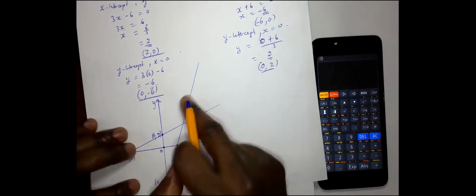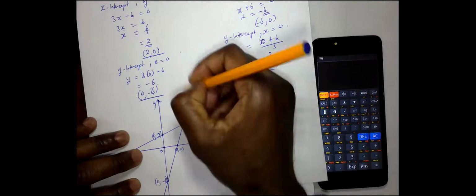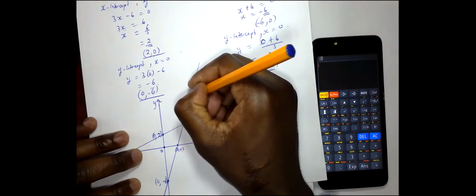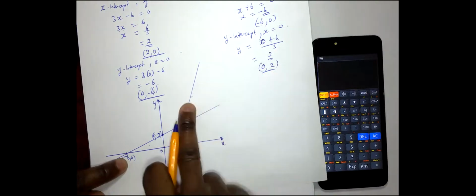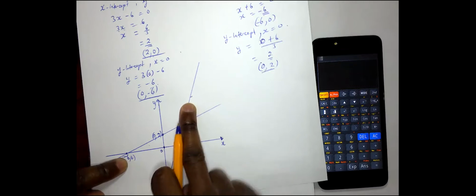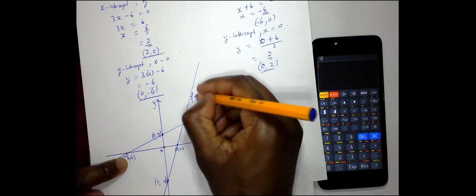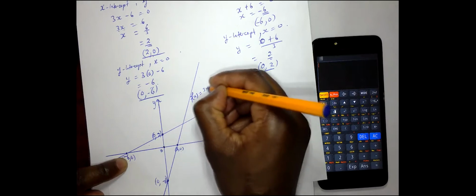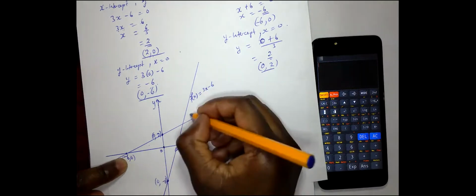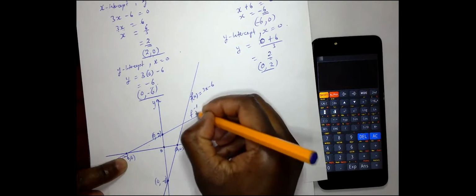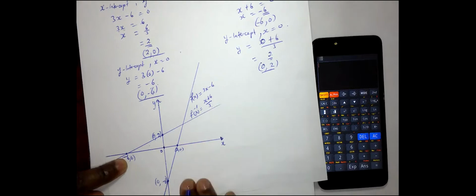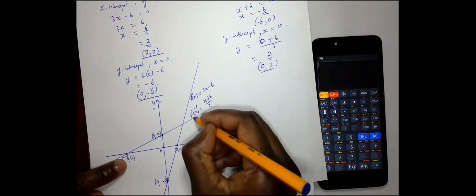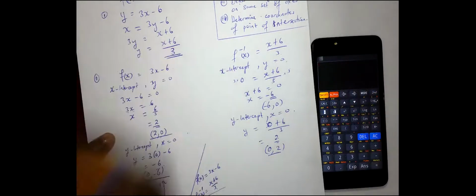So this, you must be able to label your graphs here. So this one is what? F of x, with the 2 and -6. F of x equal to 3x minus 6. And this one is f inverse, equal to x plus 6 over 3. That's what we have there. So those are the two equations that we have there. So we have answered number 2 there.